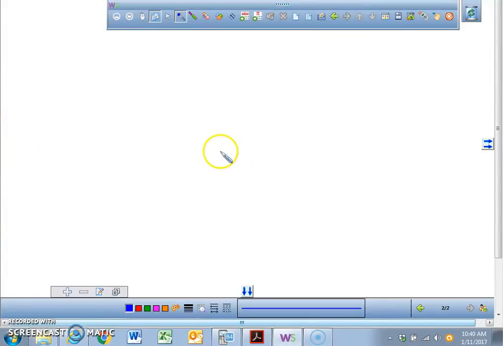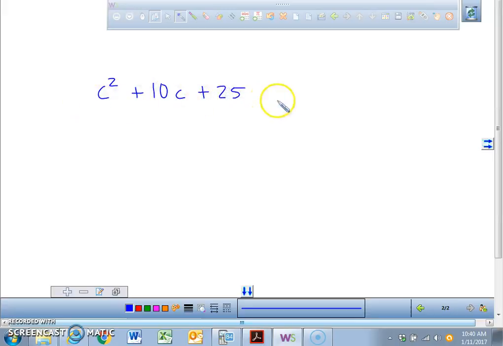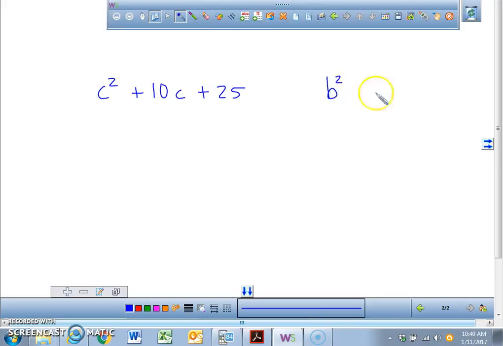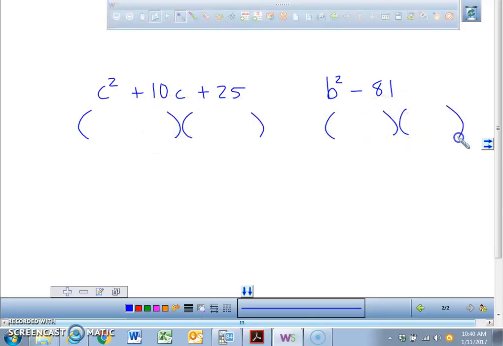If you see this, I want to make sure you understand how to factor. So right now, I'm going to give you guys 2 that you are going to do in your journal and see if you can come up with the correct answers. Here we go. Right now, I'm going to say c squared plus 10c plus 25. I want you to factor that. And over here, I'm going to say b squared minus 81. So I want you guys to factor this one.